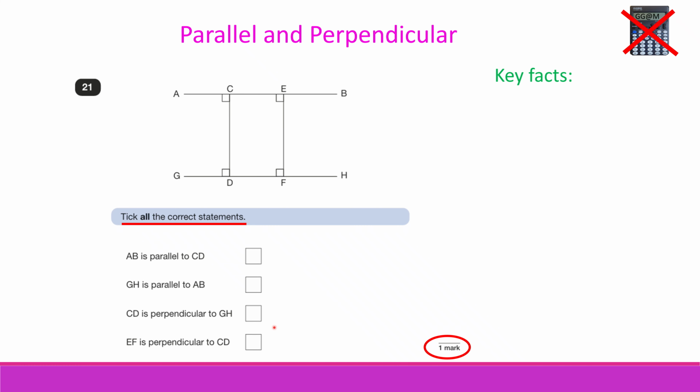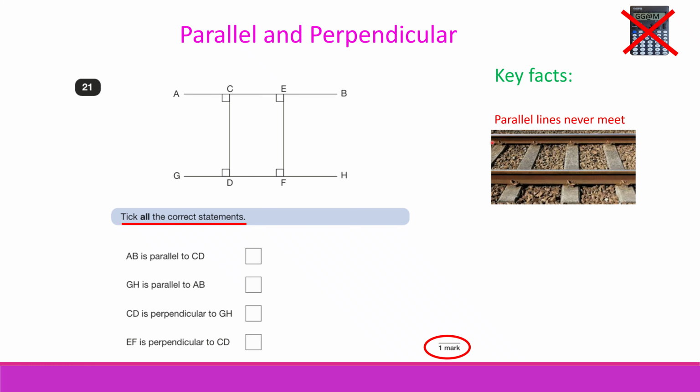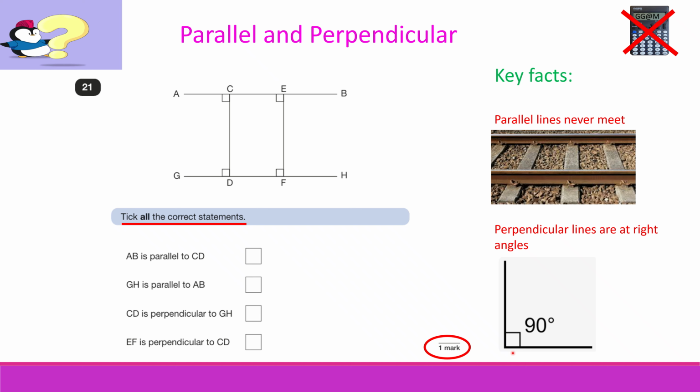Your key facts, you need to know what the word parallel means. Parallel lines never meet. So if you think of train tracks, the train lines will never meet each other, otherwise the train will come off the rail. So these are parallel lines. Perpendicular lines are at right angles to each other. So they are at right angles, like the corner of your table is at 90 degrees. That is perpendicular. Now press pause, see if you can work out which of these statements are correct.